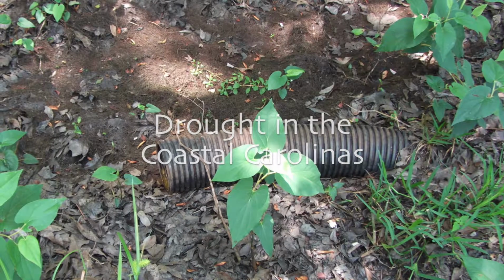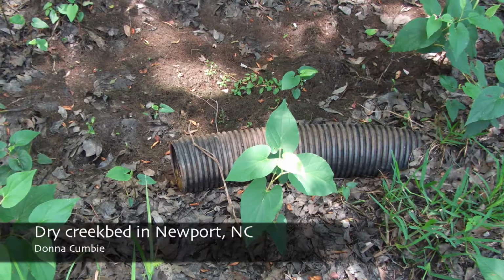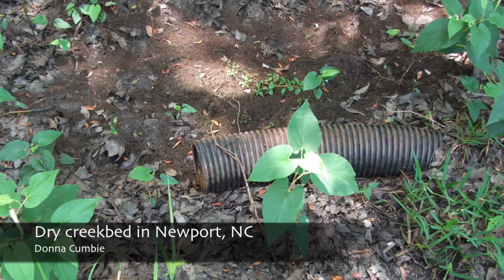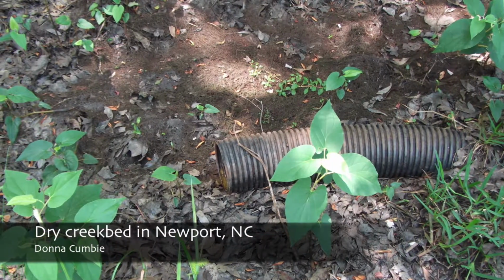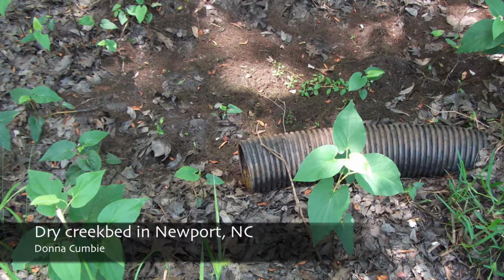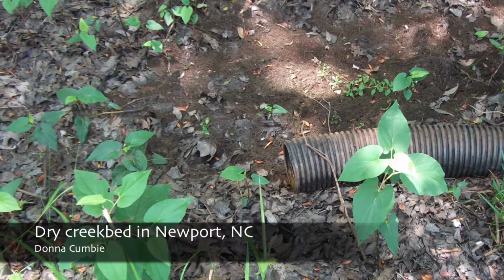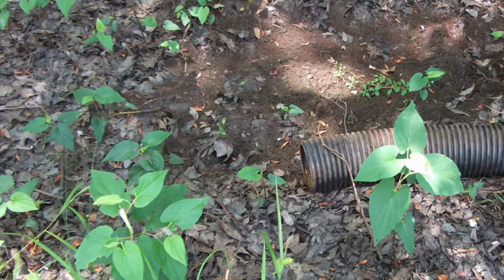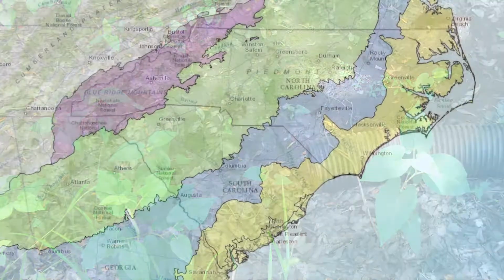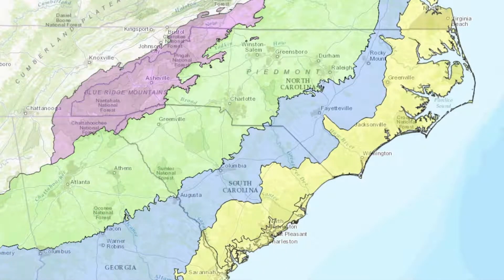Droughts in the coastal Carolinas can be measured and monitored with these same characteristics that are used by many researchers and decision makers. But the geography and distinctive ecosystems found in the coastal Carolinas make the droughts that occur here unique. Let's start with the geography of the coastal Carolinas.